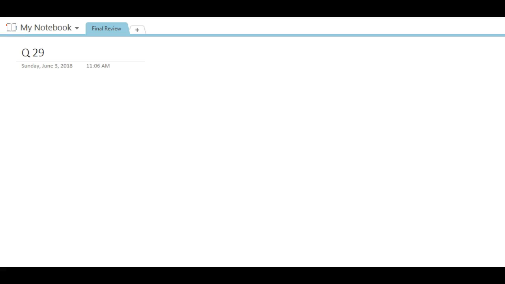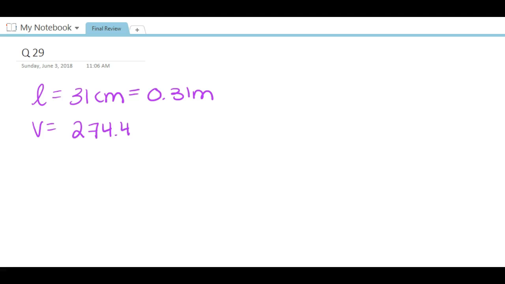Alright, question 29 is asking you to find the first three harmonics of a note on a 31 centimeter long string if the waves have a speed of 274.4 meters per second. So the information that we have is that we're going to have a string that has a length of 31 centimeters that we need to convert to meters. So we have 0.31. We end up with a velocity of 274.4, and that's going to be all the information that we have for right now.